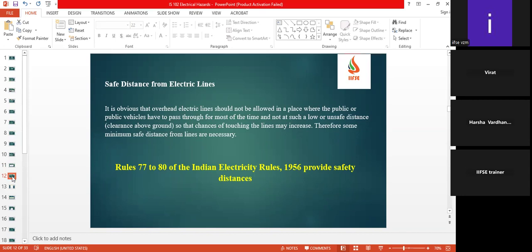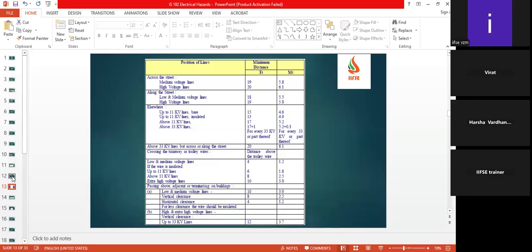When we say the rules, Rules 77 to 80 of the Indian Electricity Rules 1956 provide the safe distances from these cables. I have taken an example here. Across the street, the medium voltage lines are 19 feet and high voltage 20. And along the street, 18 and 19. And elsewhere up to 11 kV, 15 feet, or 11 kV insulated. First is the bare one; insulated is 13, and bare wire without insulation is 15. And following other units. Anyhow, I'll give this presentation, you can refer to it later.